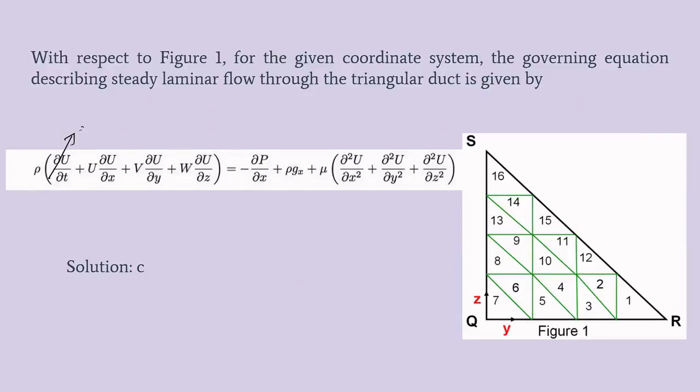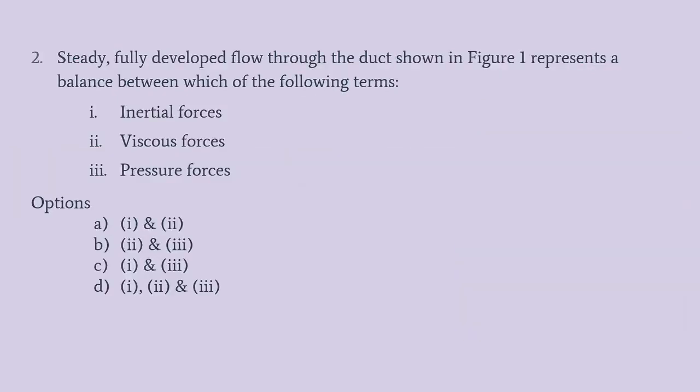I hope it's clear for everyone. So moving on to the next question. It's a variant of our first question only. For a steady, fully developed flow through a duct, shown in the figure, the equation represents a balance between which of the following terms? The options are inertial forces, viscous forces, and pressure forces.